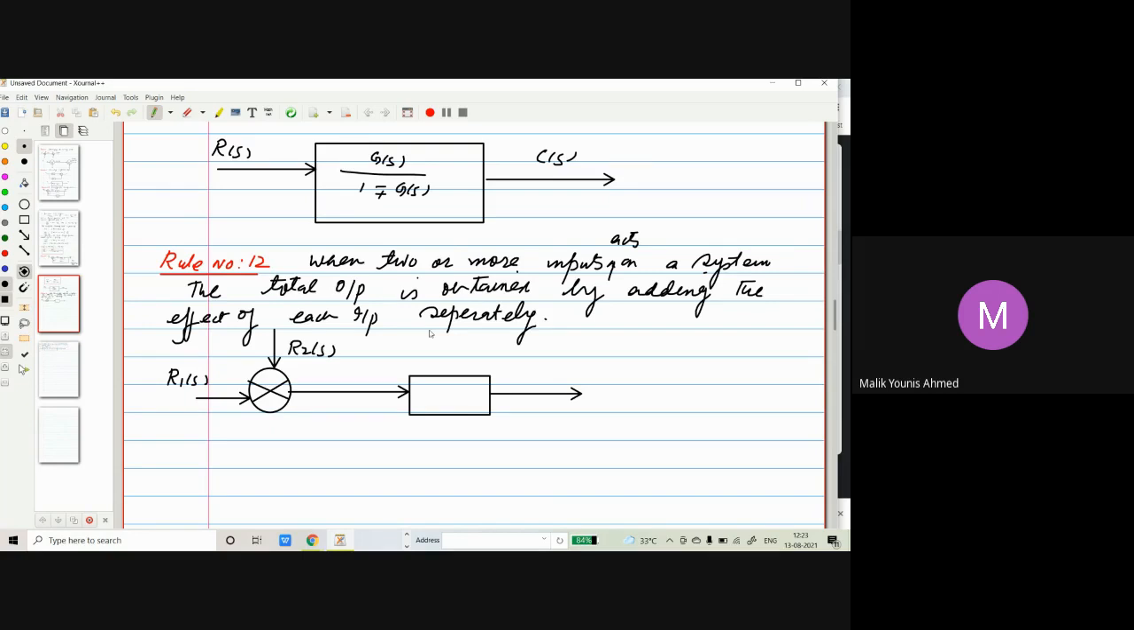So what's going to happen? The total output will be obtained by adding the effect of each. That means we'll apply the superposition principle. This is plus and this is plus also, and this is G of S, and this is C of S. Now let's see what we can do. We will take one by one. One of them we have to make 0.